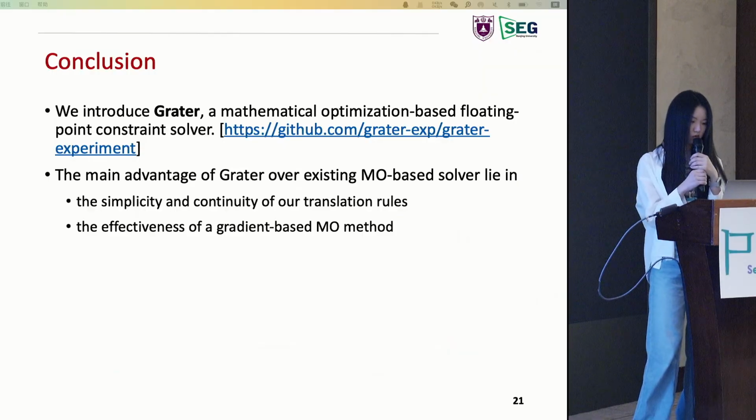To conclude, we introduce Greater, a mathematical optimization-based floating point constraint solver, and the main advantages of Greater over existing MO-based solvers lie in the simplicity and the continuity of our translation rules and the effectiveness of a gradient-based MO method.